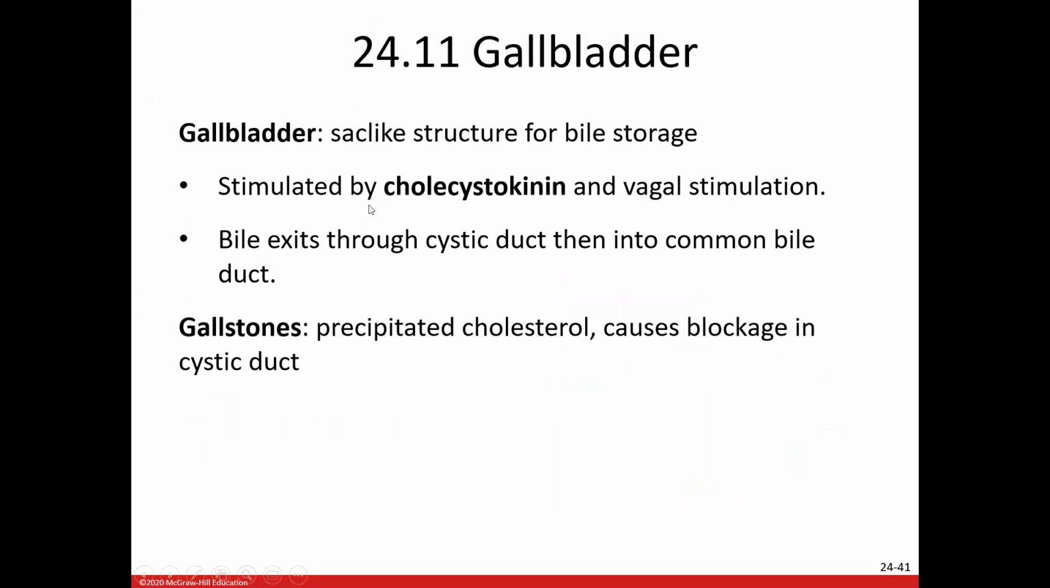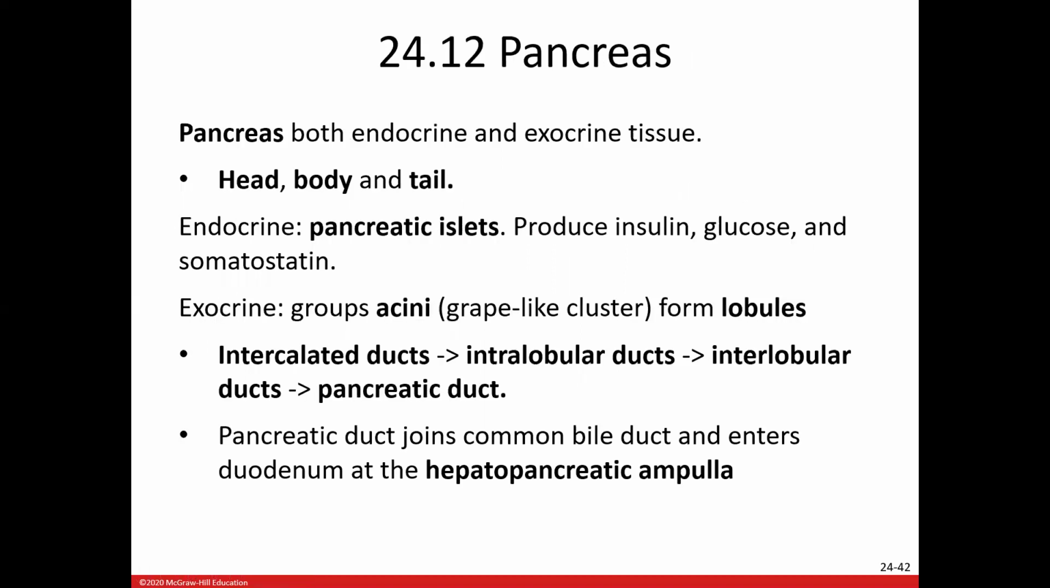Much like the liver, it is also stimulated by the hormone cholecystokinin and vagal stimulation from the brain. Ultimately, that bile is going to exit through the cystic duct and then join the common bile duct to enter the duodenum. And occasionally, there can be a blockage in the gallbladder through what's called gallstones within the cystic duct.